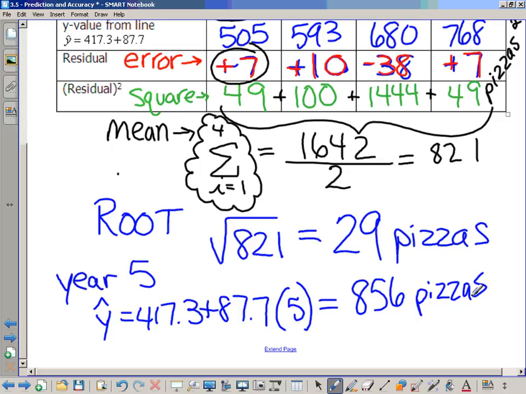What the root mean square error tells us is that number may be off by 29 pizzas. It could be below by 29, it could be above by 29. That's called the margin of error. That's one way to find what's called the margin of error. We might sell 856 pizzas, but we might sell 29 more than that, or 29 fewer than that. That's what the 29 means. So if you're going to plan out how many pizzas you think your company's going to sell, you might want to plan ahead for 29 pizzas above or below that number.